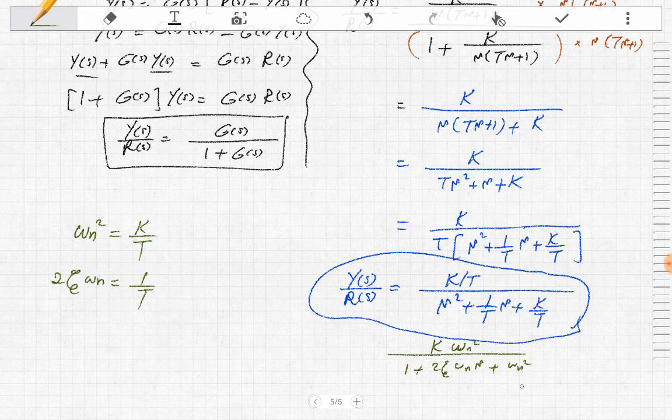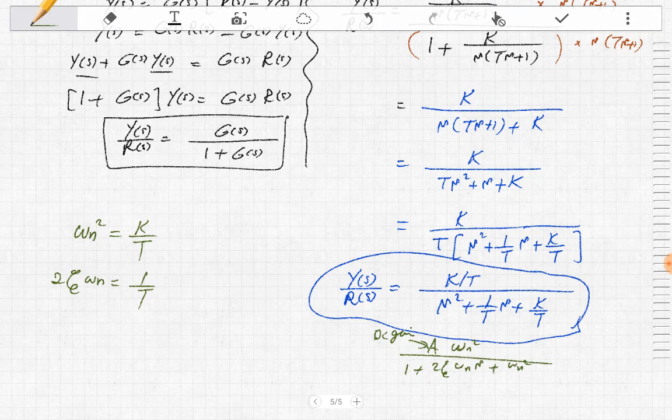So I'm just comparing. But don't confuse it, because this K is not the same K. You can call it anything, for example call it capital A, only in this part. That's your gain, that's your DC gain. Just so we don't confuse the symbols used.